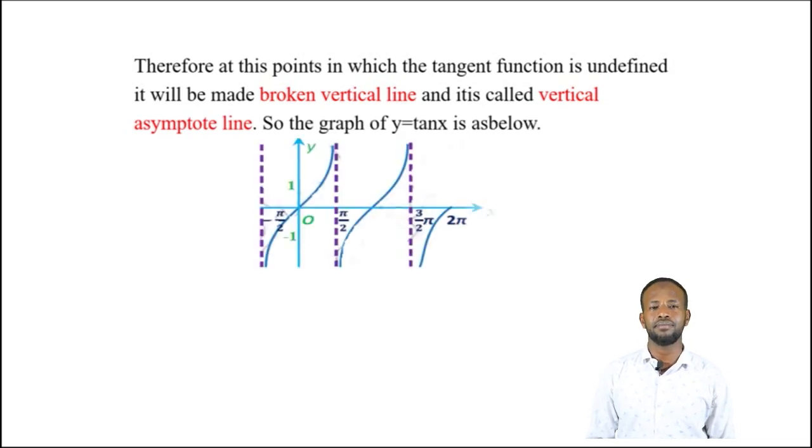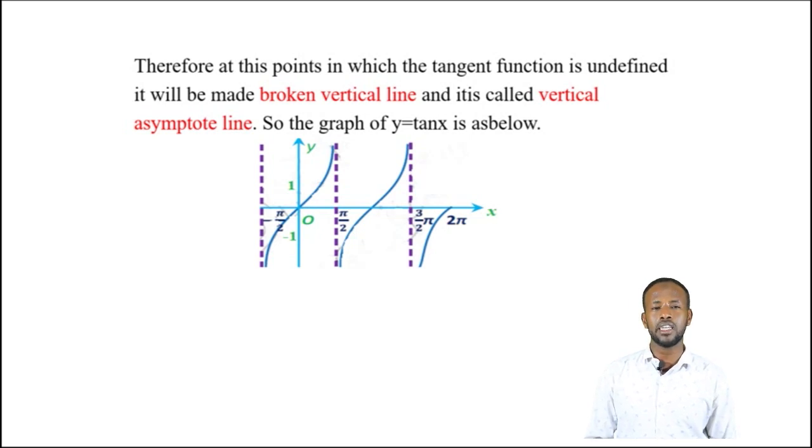This is the graph. Look well. At negative pi over 2, it was undefined. There is a broken line, a vertical broken line. And at pi over 2, at 90 degrees, it was undefined in there. So we have a broken line, blue, isn't it? Again, when we say 3 pi over 2, 270 degrees, it is undefined in there. There is a broken vertical line. So this is the graph of the tangent function.